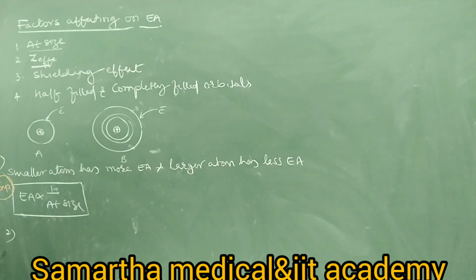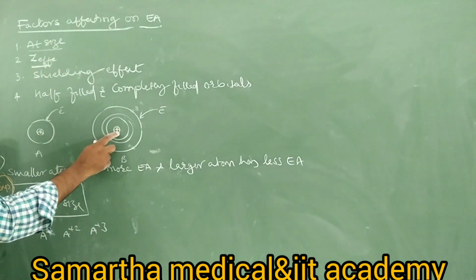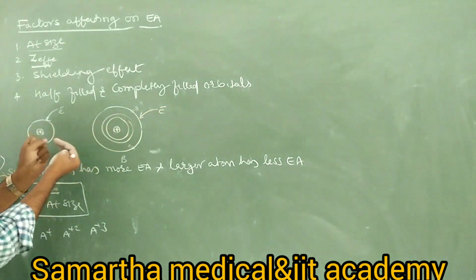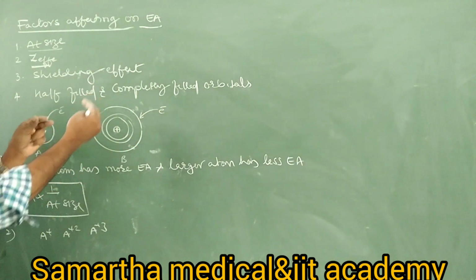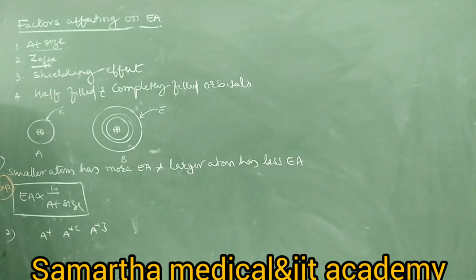Now it is nothing but nuclear charge, no? The same thing we have studied here. If the nuclear charge increases, A plus 2, A plus 3, as the positive charge on the ion increases, obviously effective nuclear charge increases. When the effective nuclear charge increases, the nucleus attracts the electron towards its side strongly. Atomic size decreases. Then the added electron enters the atom easily. That means more energy will be released.